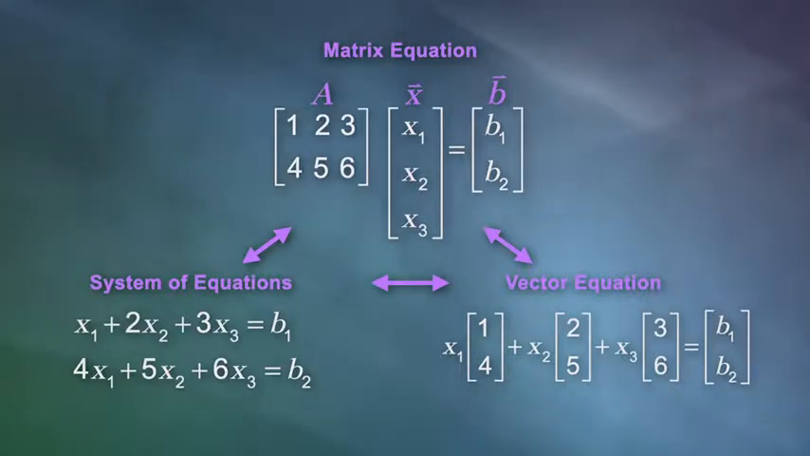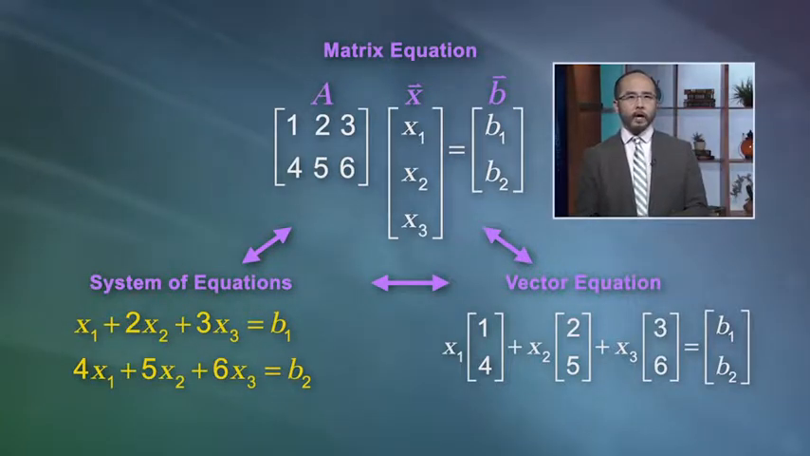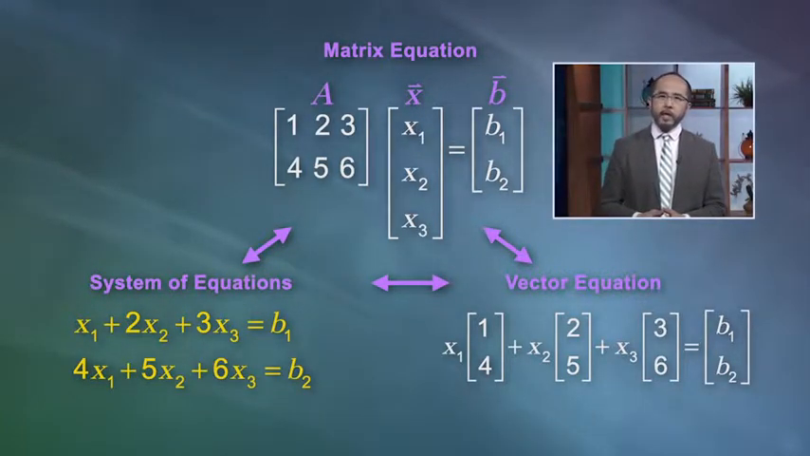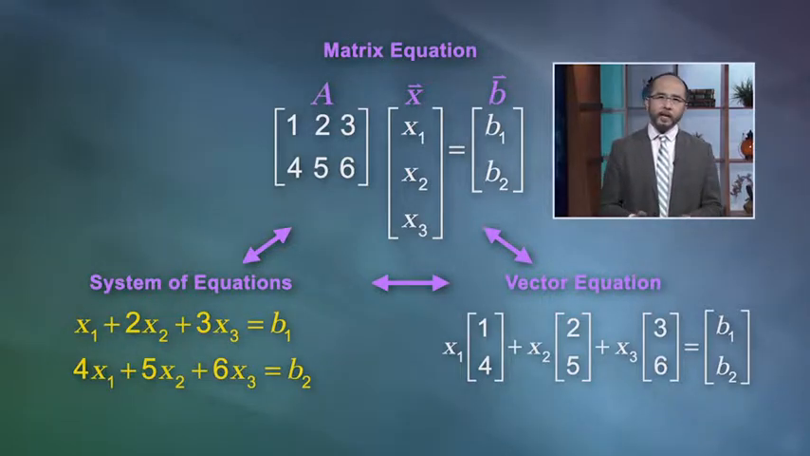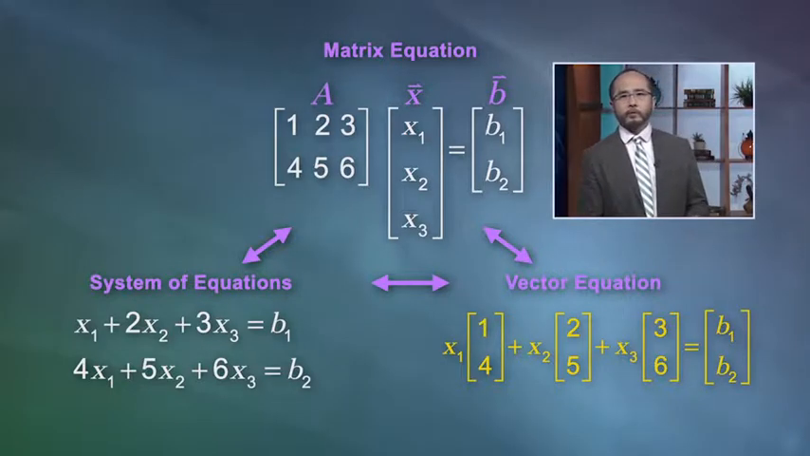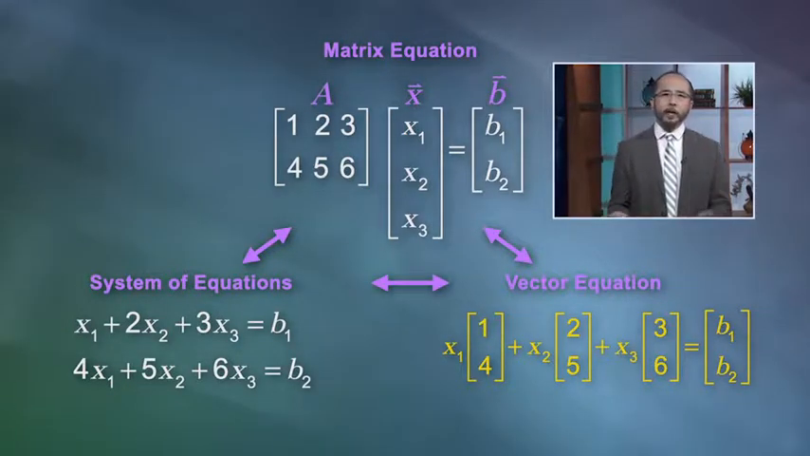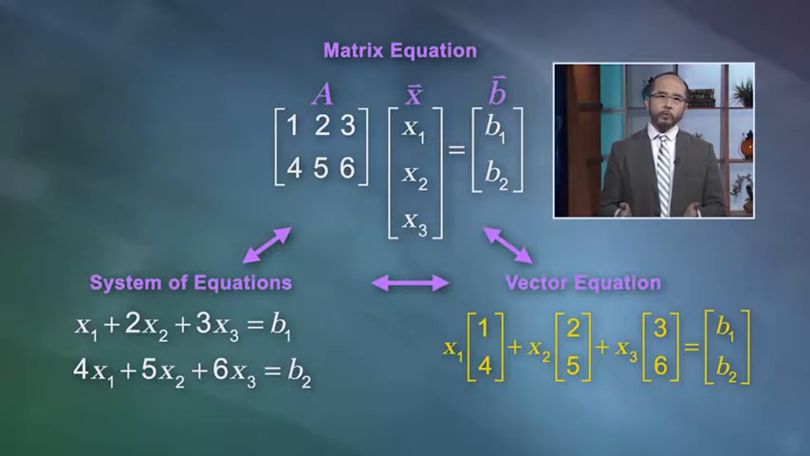At one corner of this triangle, we have a matrix equation of the form Ax equals b. And if you write out what it is saying, you will get the system of linear equations that's in the bottom left corner. But if you look at this system of equations and pull out the dependence on x1, x2, and x3 as coefficients of vectors which are the columns of A, then you get the vector equation in the bottom right corner, which asks what linear combination of these columns equals the vector b.